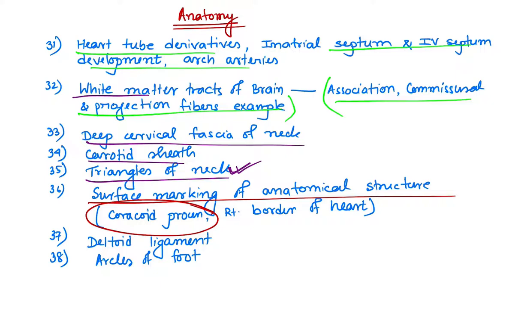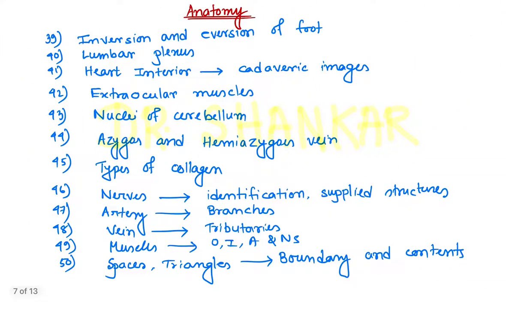Then deltoid ligament is very important. Then arches of the foot, both medial and lateral longitudinal arch are important, along with extensor and flexor retinaculum. Then inversion, eversion, and which muscle helps in inversion and eversion. Lumbar plexus is also important, as I told you before. Brachial plexus is also important, and for the lower limb, lumbar plexus.